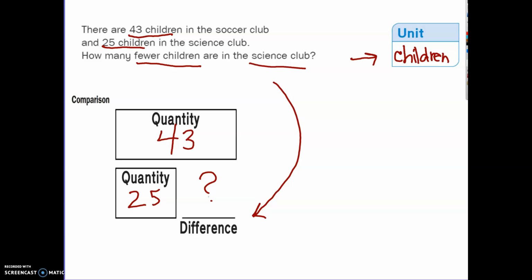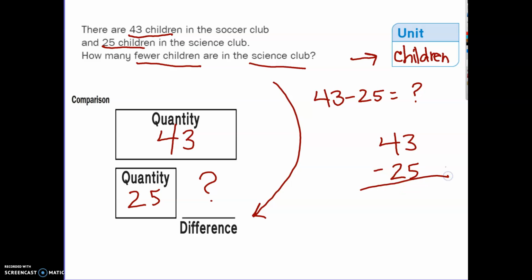Now I need to consider what could my number models be. Well, I am not going to add the two of those numbers together because it's not asking me how many children there are altogether. It's telling me to find out how many fewer children are in the science club than the soccer club. So I need to maybe have it be a subtraction problem. So 43 minus 25 equals question mark. I wrote my number model horizontally, but to solve it, I'm going to write it vertically.